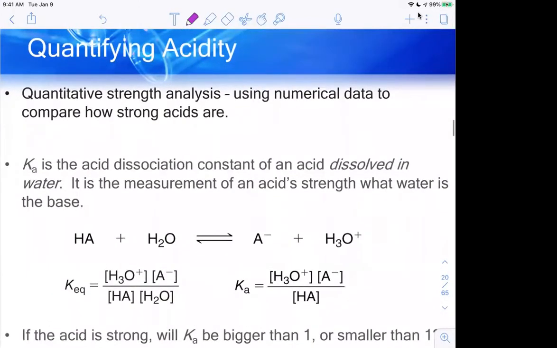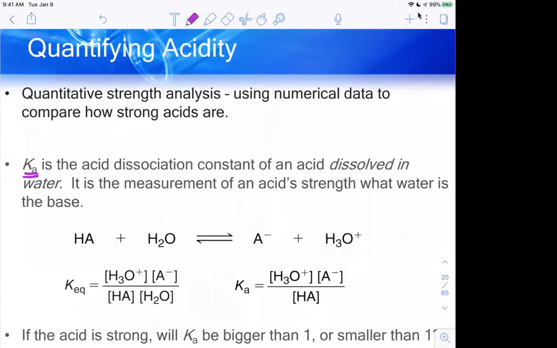Now, I can quantify acidity by using numerical data. Again, whether you've seen this or not depends on what type of prereq you took in order to get placed in this class. If you took a lower level class that covers more topics in a semester, you may have been exposed to this. For those of you who took Chem 1, this is not actually discussed until you get into Chem 2.